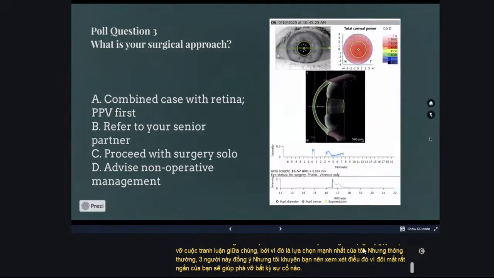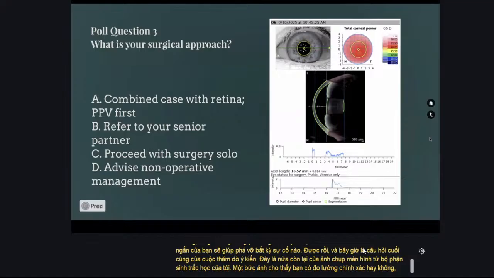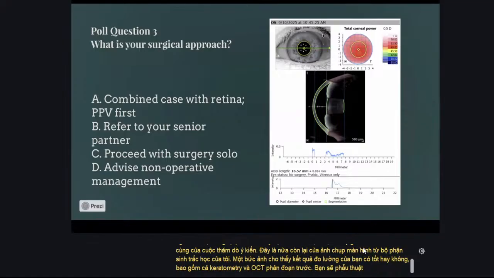All right, and now for our final poll question. This is the other half of that screenshot from my biometry, a picture of the biometry that shows you if you obtain good measurements, keratometry, and the anterior segment OCT. How are you going to do surgery on this patient?